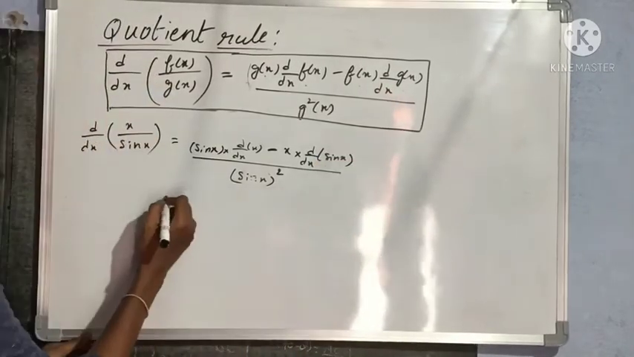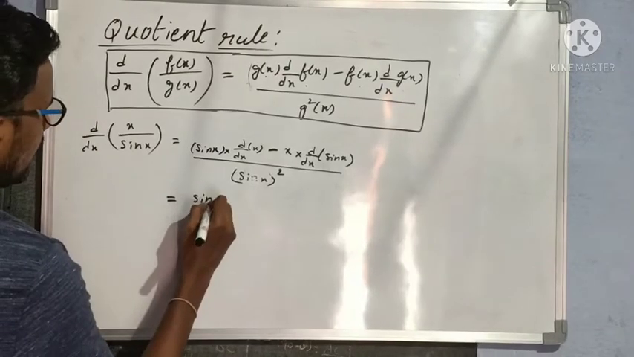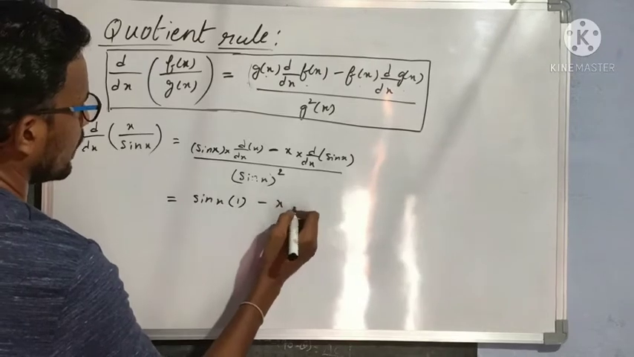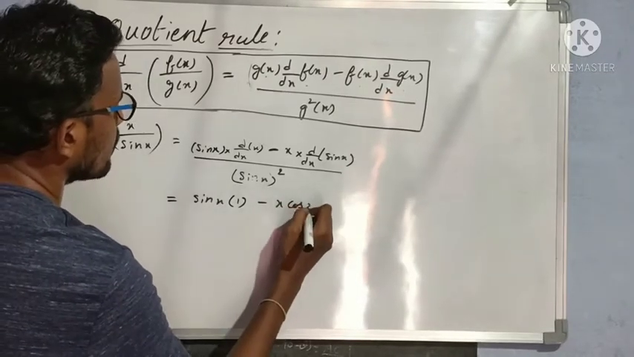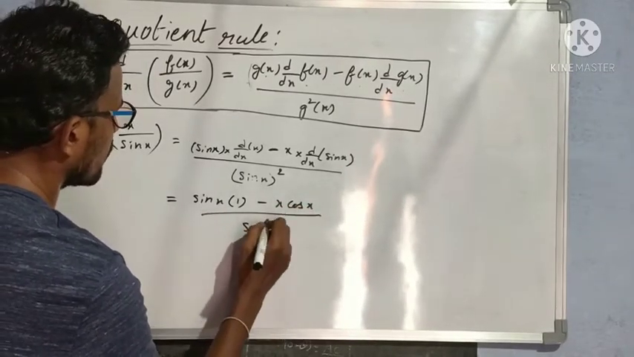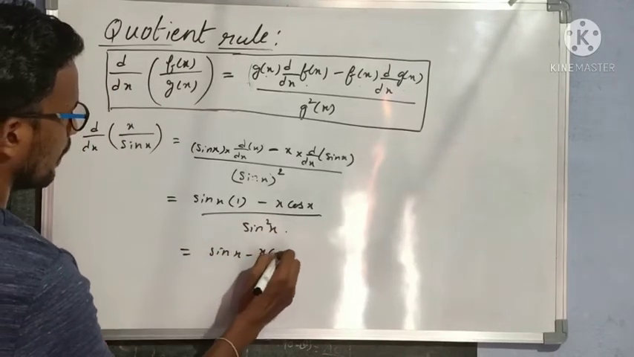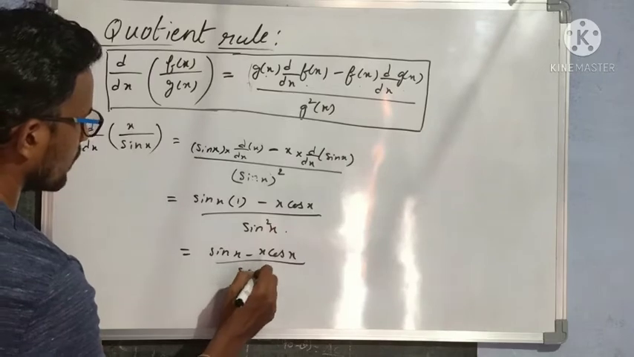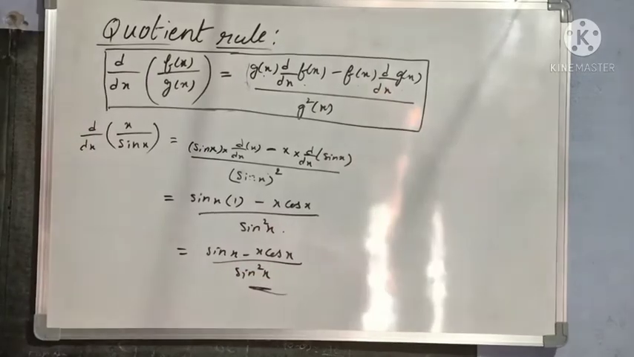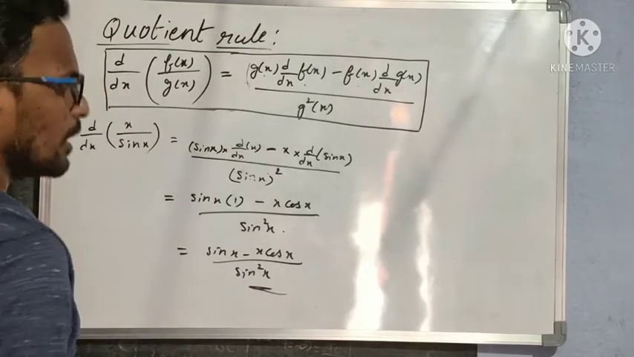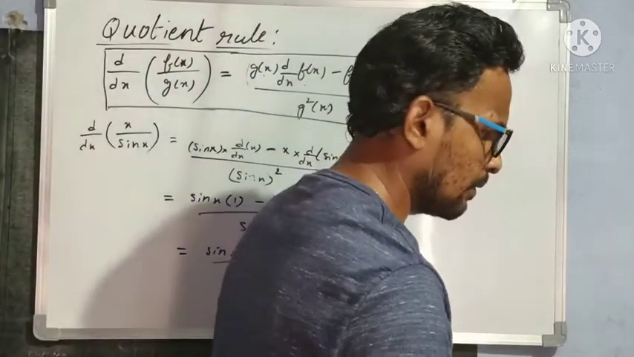Okay, so that is equal to sin x into d by dx of x, which is nothing but 1, minus x into d by dx of sin x, which is cos x, by sin square x. So that is equal to sin x minus x cos x by sin square x. This is the answer. Okay, this is how we need to do differentiation using quotient rule. Let us see one more example.